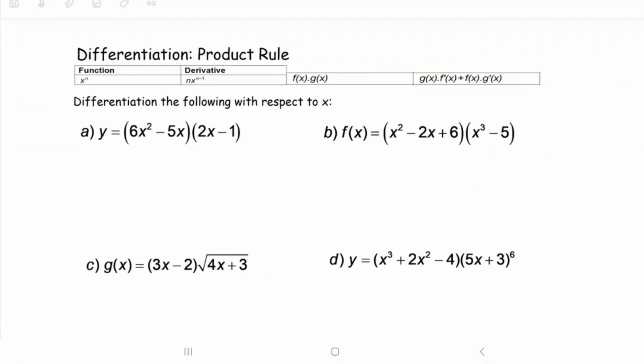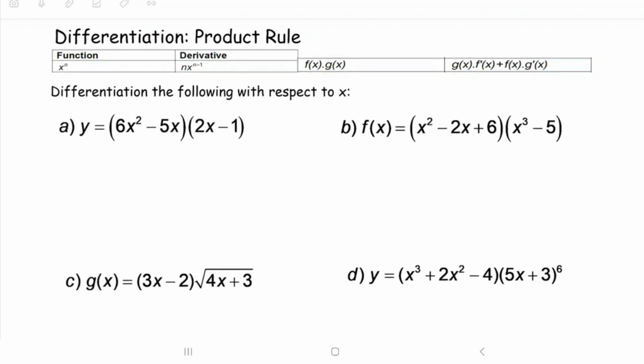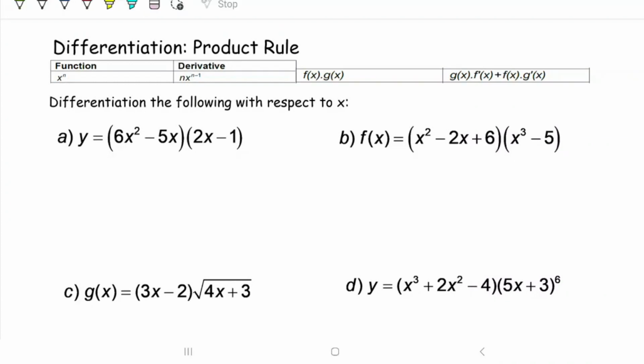All right, so welcome to this specific video. We're still dealing with differentiation techniques, but in this video we'll specifically deal with the product rule.